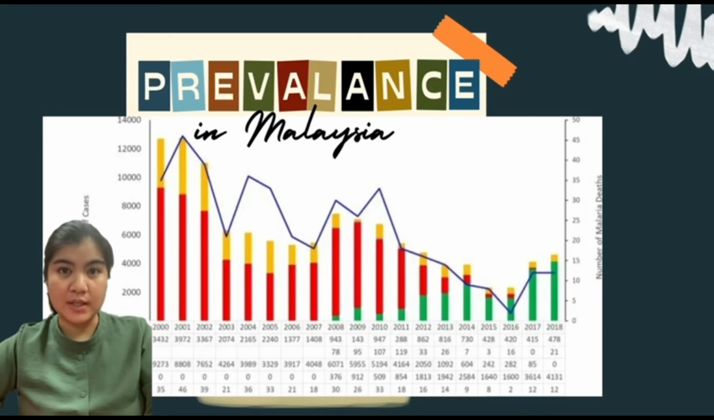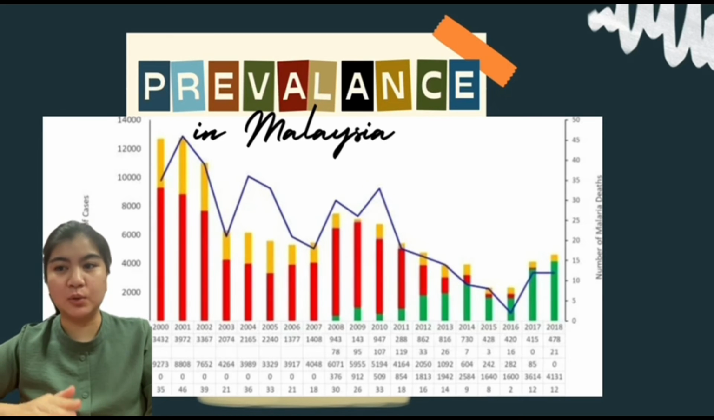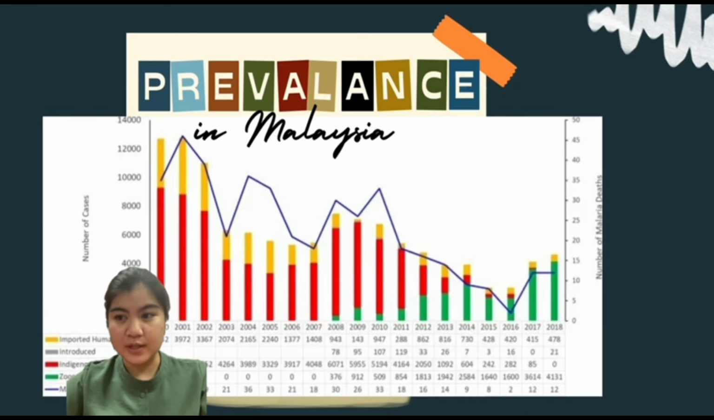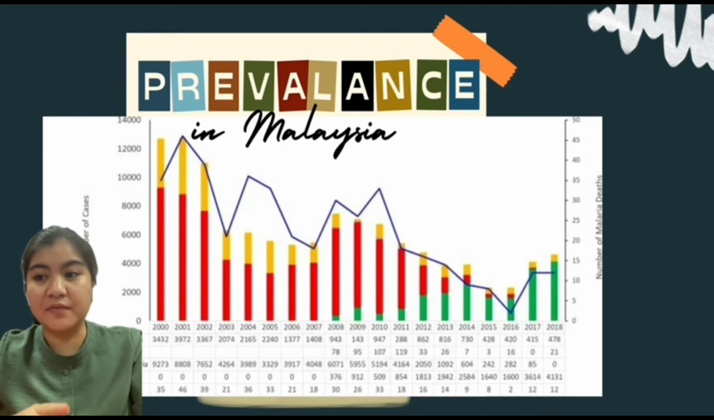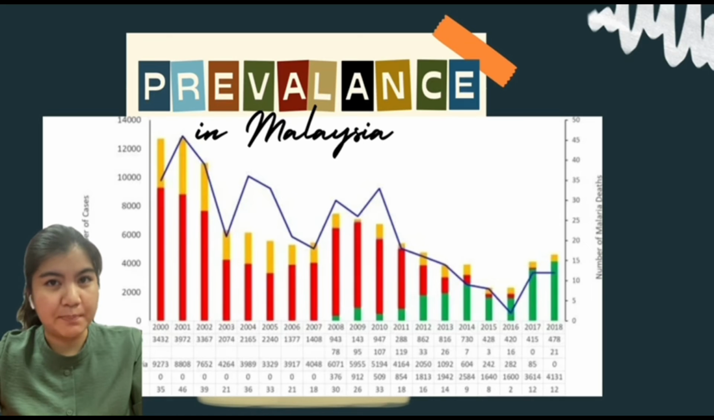Cases decreased gradually to 3,329 in 2005. Then, over the next 3 years, there was a gradual increase to a peak of 6,071 cases in 2008, followed by a further decrease to 2,050 cases in 2012. The year 2018 marked the first year that Malaysia did not report any indigenous cases of malaria caused by human malaria parasites.